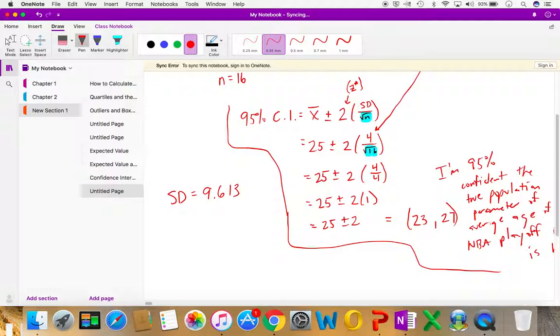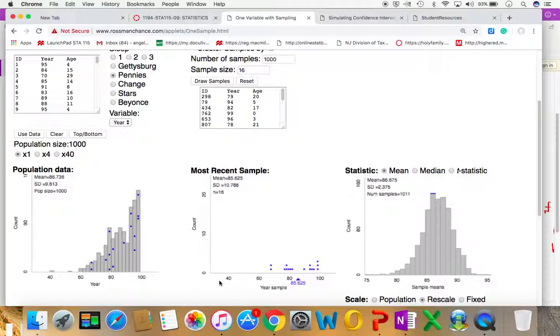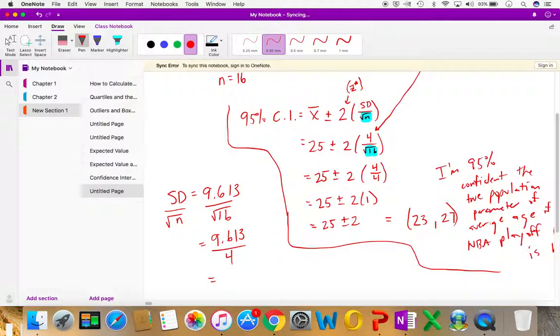If I now take that and divide it by the square root of n, the square root of 16, let's see what I get. 9.613 divided by 4, and we can use our calculator to help us. I get 2.40325. Does it look familiar? Take a mental note of that number.